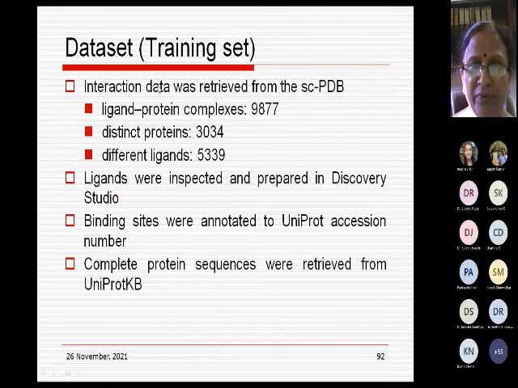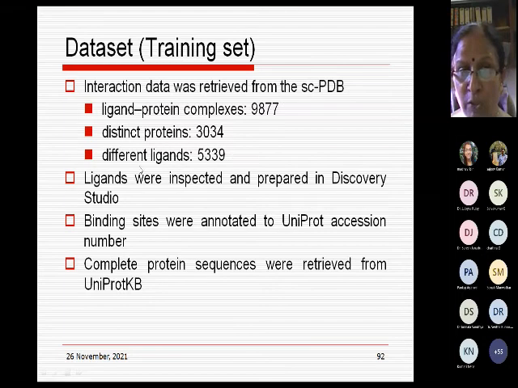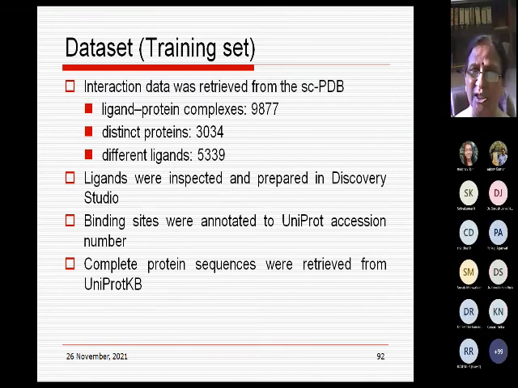When we retrieved the data, we found 9,800 interacting complexes existing in the database. The distinct proteins from this data set were 3,000 something, and the different small molecule ligands were 5,000 something. The ligands were inspected and prepared in Discovery Studio, a commercially available software. Preparing means building their structures, energy minimization, and calculating the descriptors.